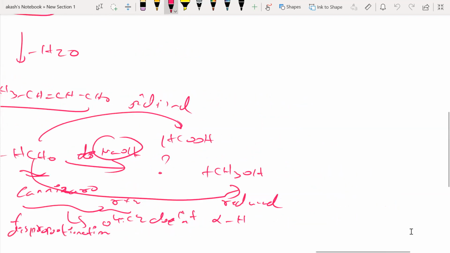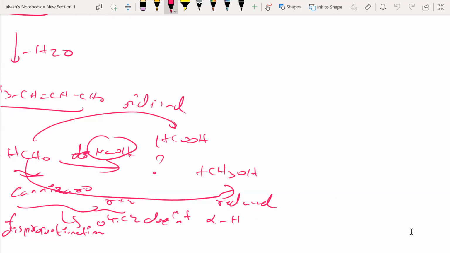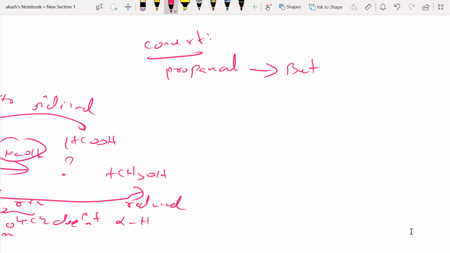Okay. So I want you to convert propanal to butanol. I want to do this conversion. Propanal to butanol.